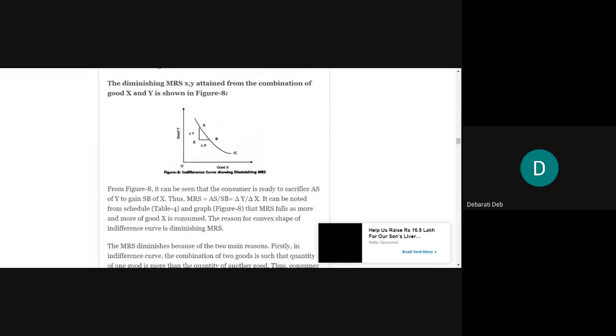Then from this figure, it can be seen that the consumer is ready to sacrifice AS of Y to gain SB of X. Okay, just a second. They have not drawn the entire thing properly.